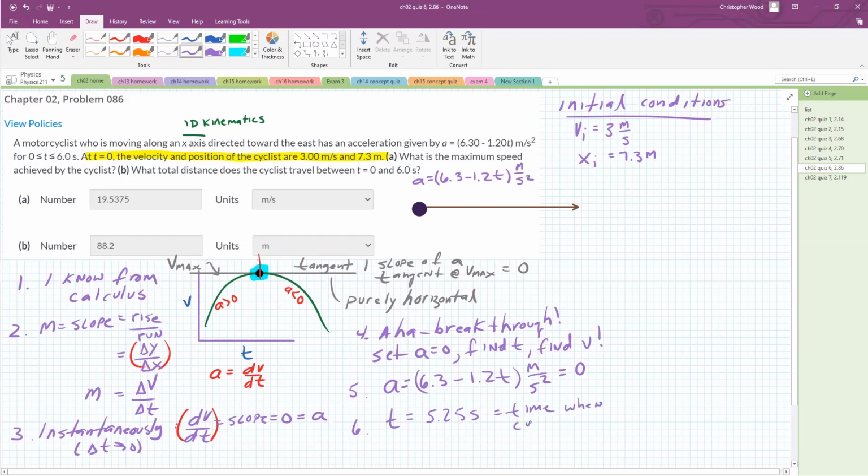How did you get that 5.25? From step 5. Look at step 5. Oh, okay. Thank you. Yep.